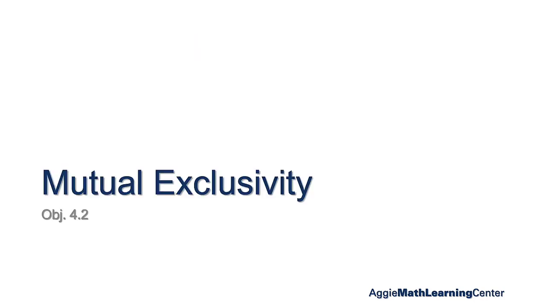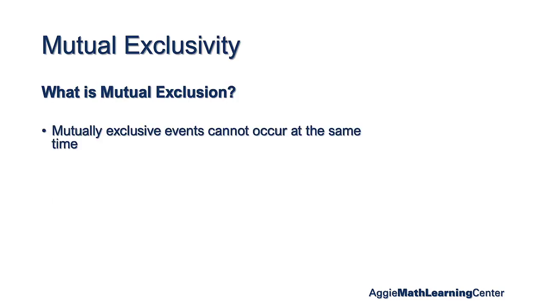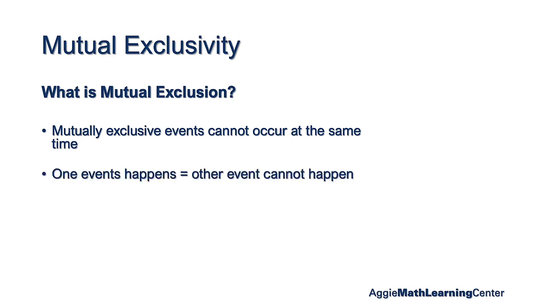Let's get started. We will begin by defining what it means for events to be mutually exclusive. In probability, two events are mutually exclusive if they cannot occur simultaneously. The occurrence of one event excludes the possibility of the occurrence of the other event.